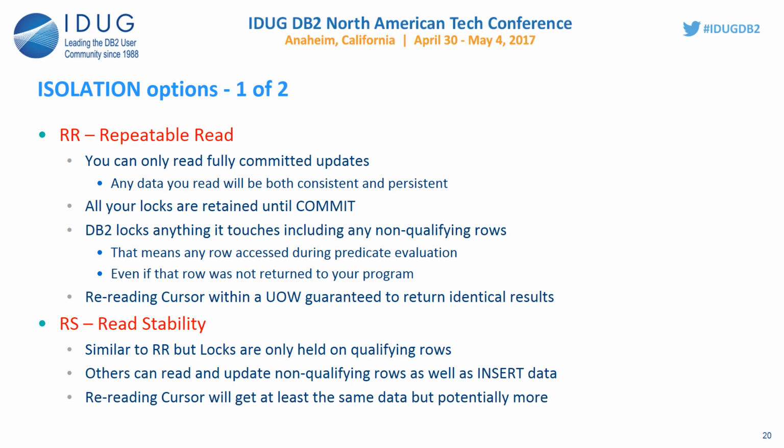So other people, because those rows are not locked, can insert rows into the table. Somebody's reading this table, and somebody else can insert rows into the table. So if they reissue the select statement later in their application, there may be some extra rows that weren't there before. So if you use read stability, rereading the cursor, you'll get at least the same data, but maybe more, because other people might have inserted some rows into the table while you were reading it.